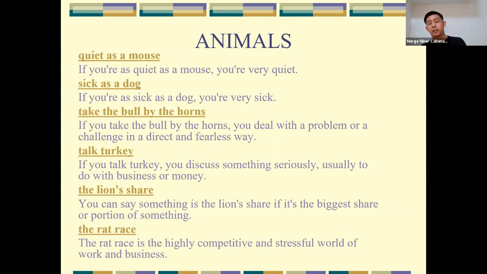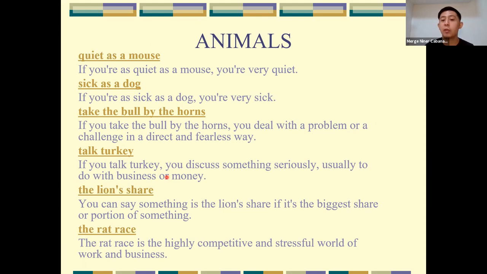Quiet as a mouse, they're very quiet. Sick as a dog, they're very sick. Take the bull by the horns, they're going to deal with the problem and challenge them in a direct and fearsome way. Talk turkey, it means you're going to discuss money or business to someone.